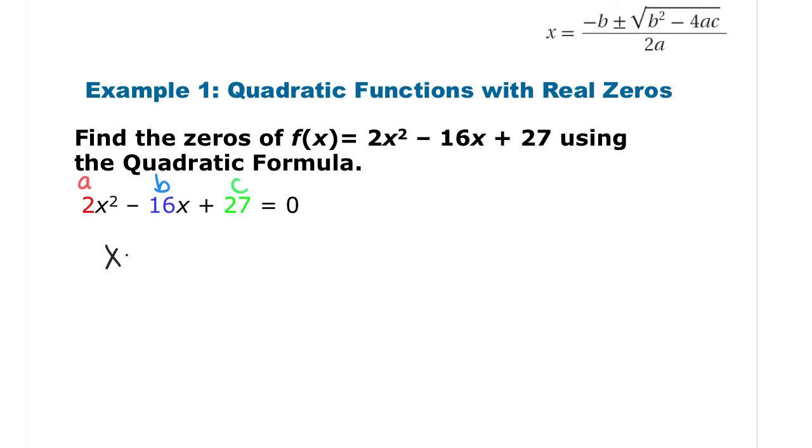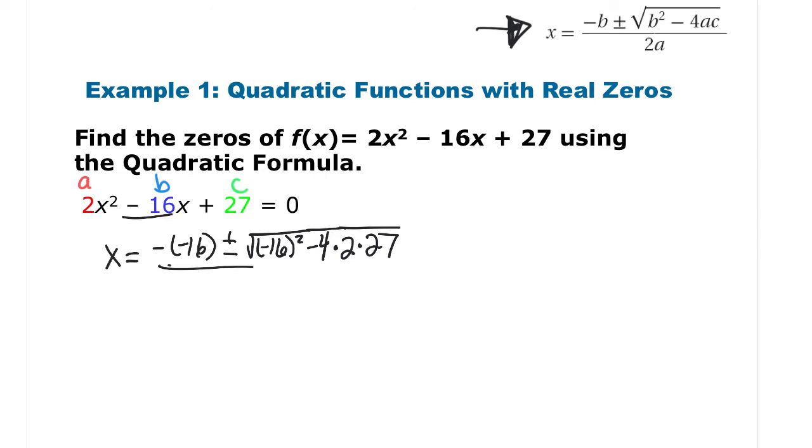And we're going to start by saying x equals, and here's our formula up here in the corner, negative b, so that's going to be a negative 16 in this case, because b is negative 16 here, plus or minus, that's where we get our two solutions, the square root of b squared, so negative 16 squared, minus 4 times a, which is 2, times c, which is 27, all being divided by 2 times a, which in this case is 2. The rest of it from this point on is simply just simplifying this, and our biggest thing we have to be careful of is negatives.